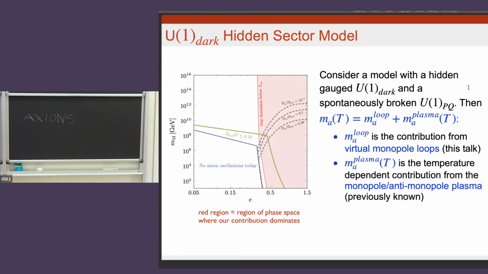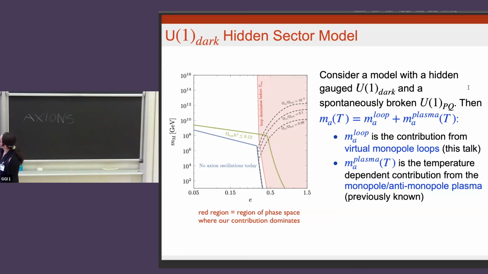And if we want to look at a phenomenological example, the simplest thing we can do is talk about a dark U1 sector. So we consider a model with a hidden gauged U1 dark and a spontaneously broken U1 Peccei-Quinn. Then the total mass of the axion is going to be a contribution from this thermal plasma that was previously known, summed with the loop contribution. And what we find is that in some regions of parameter space, our contribution is dominant.